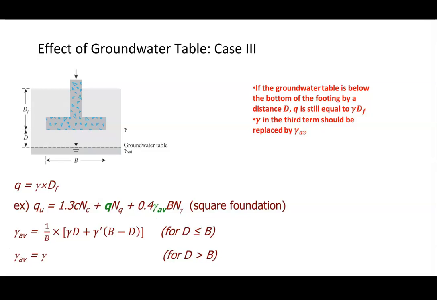Case 3 is when the groundwater table is below the bottom of footing. So Q doesn't change. Q is gamma dF. For gamma, you need to look at how far the groundwater table is from the bottom of footing. If D is more than the width of foundation, then you can just use gamma. If D is less than the width of foundation, then you need to use gamma average.